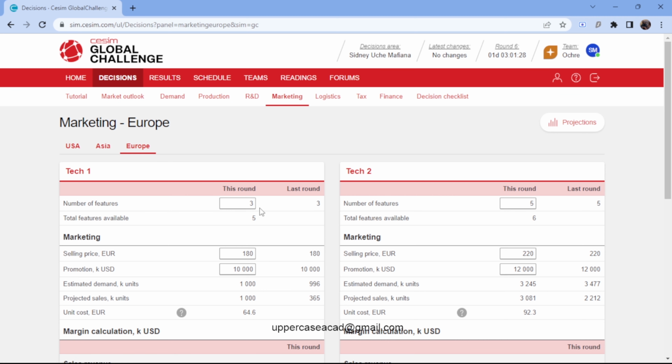For the European market, we'll tailor our marketing strategies for Tech 1 and Tech 2. For Tech 1, we'll maintain its current 5 features and set the selling price at still 180. Then the promotion budget, we'll give it 13,000. Now for Tech 2 in Europe, we'll keep its 5 features intact, but slightly increase the selling price to 220 to enhance its value. Then the promotion budget, we'll raise it from 12,000 to 15,000.